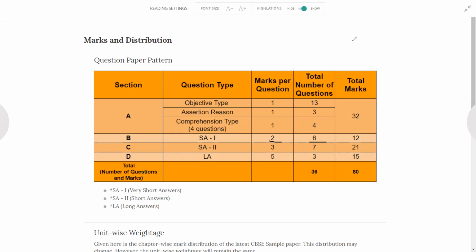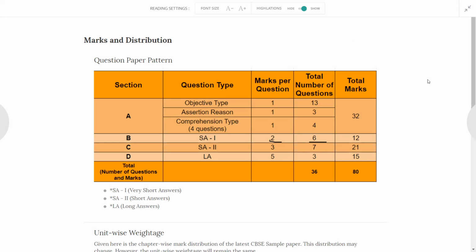In all the sections B, C and D, you have internal choice in some questions. So in some questions there will be two questions given and you have to answer any one. There is no overall choice, but in some questions internal choice is provided. So this is the question paper pattern for this year.